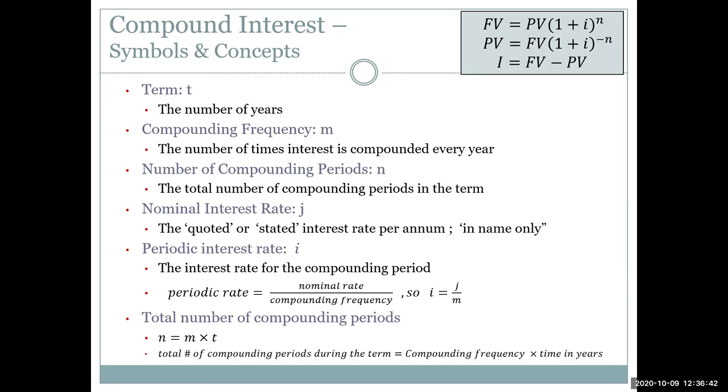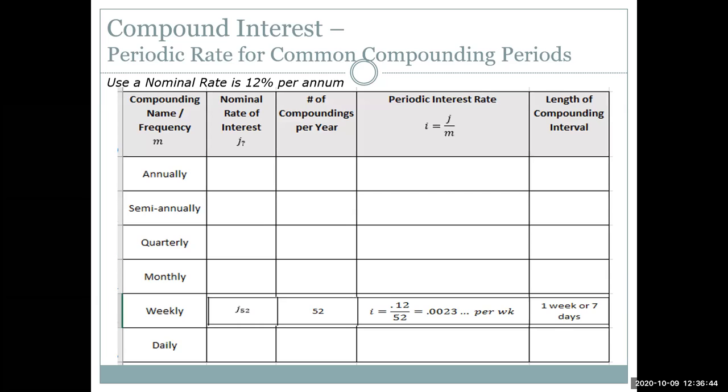Let's get a little bit of practice with our periodic rate. We're going to use a nominal rate of 12% per annum, and we're going to determine all these different things. How would we write things if we had, say, a weekly compounding frequency, daily, quarterly, etc.? Let's do the annual one first. The symbol for the nominal rate annual would be J1, because the number of compoundings per year is going to be 1, since it's only accrued annually, or once per year.